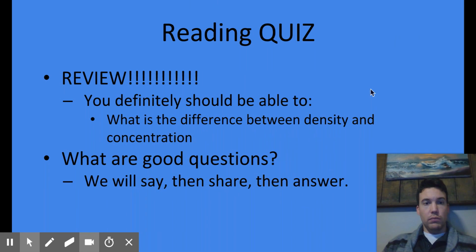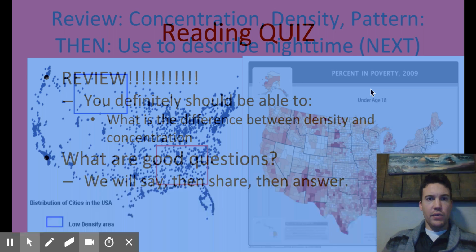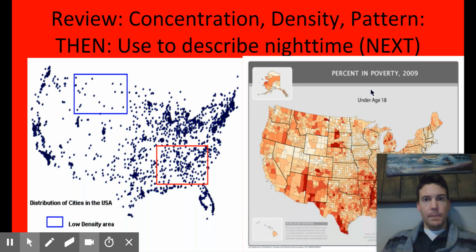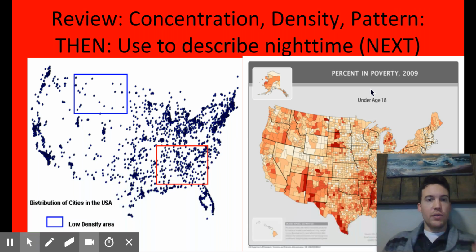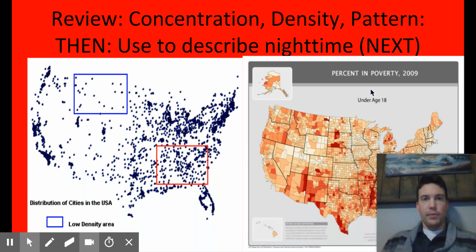So tomorrow, you have a quiz on this information. You should definitely be able to tell me the difference between density and concentration. We will do some pre-test stuff so you don't have to stress, some review. But basically, we are going to use concentration, density, and pattern and use those words to describe what we see on a map. And that's going to be your test tomorrow on top of a small multiple choice test.